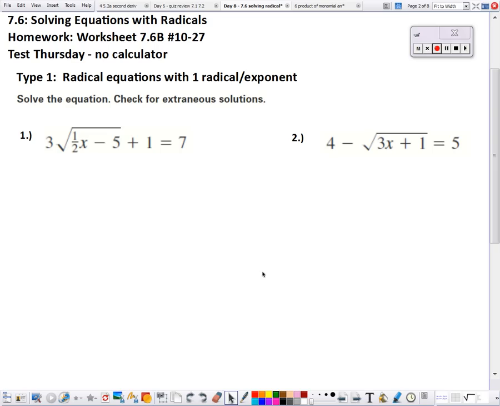Okay, so today we're going to talk about two different types of radical equations, and we are going to solve the first kind here where we have either just one radical or one exponent. So when you solve an equation, we're going to use the order of operations, and the steps are backwards.